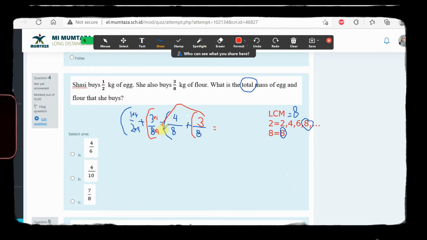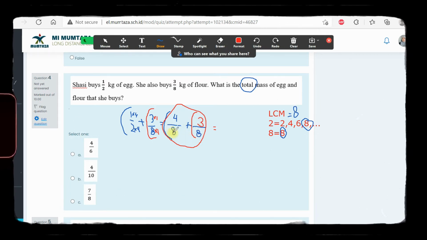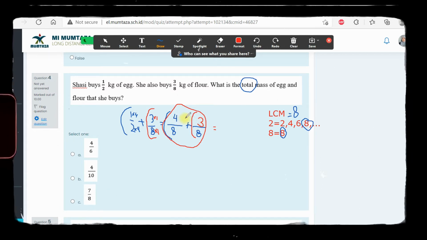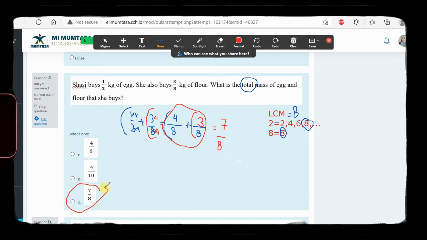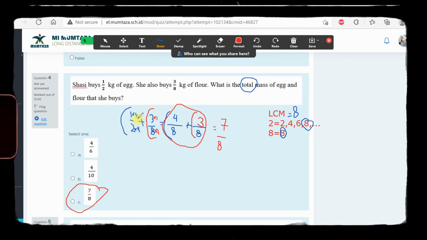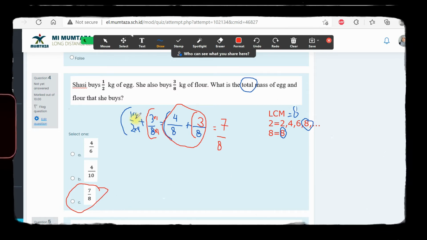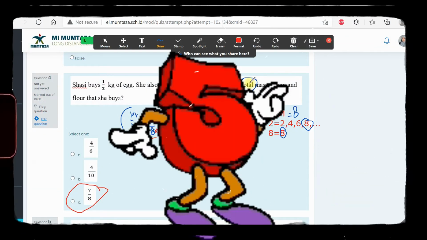Now, look at the new fractions here. 4/8 plus 3/8. The denominator is already the same, so we can add the top numbers. 4 plus 3 becomes 7. And the bottom is still 8. So the answer is 7/8. Don't forget the keywords of addition, subtraction, multiplication and division. Because this is total, the answer is A.